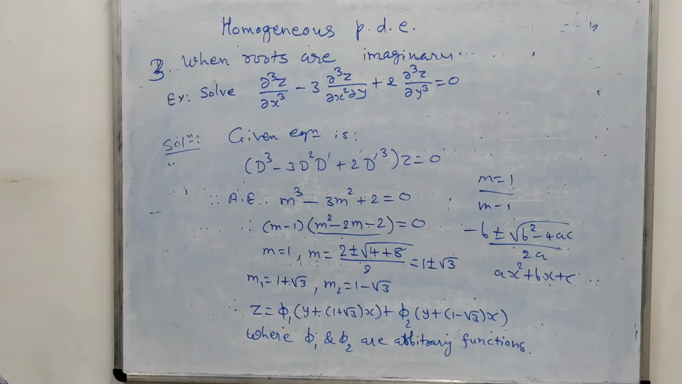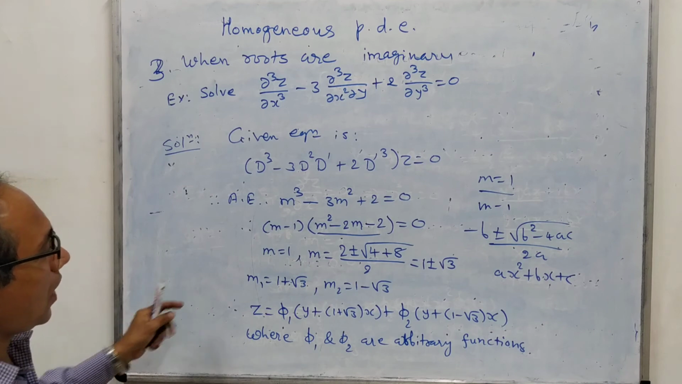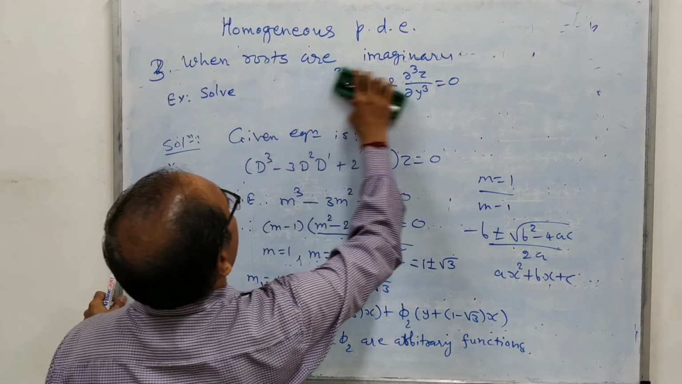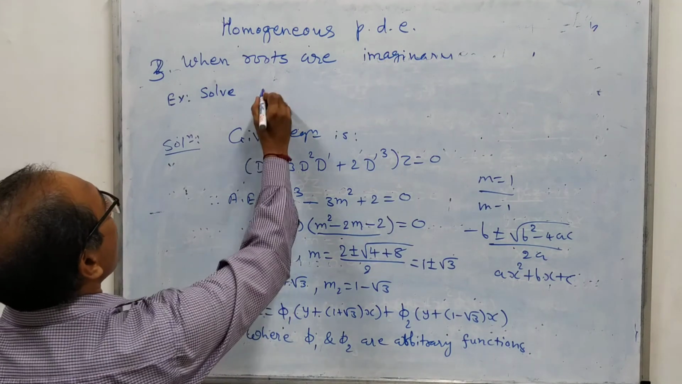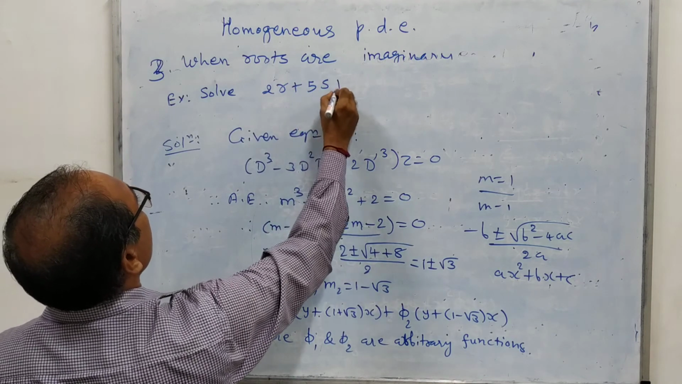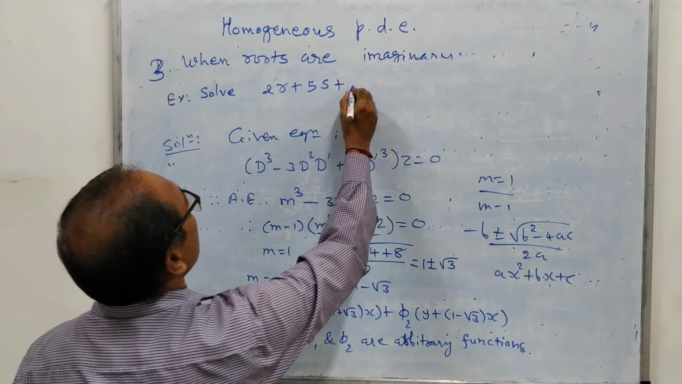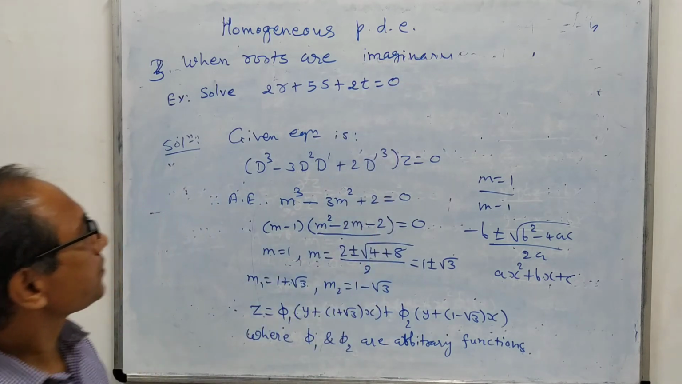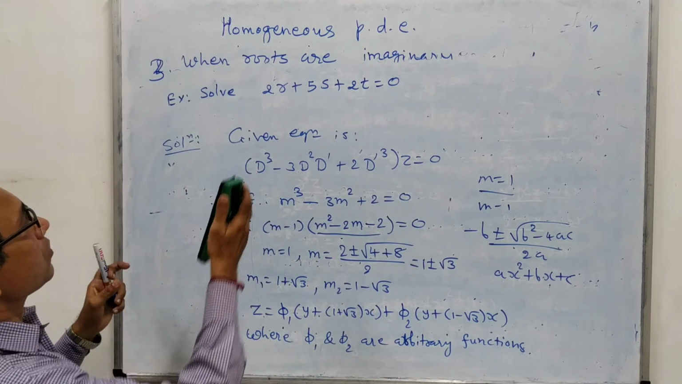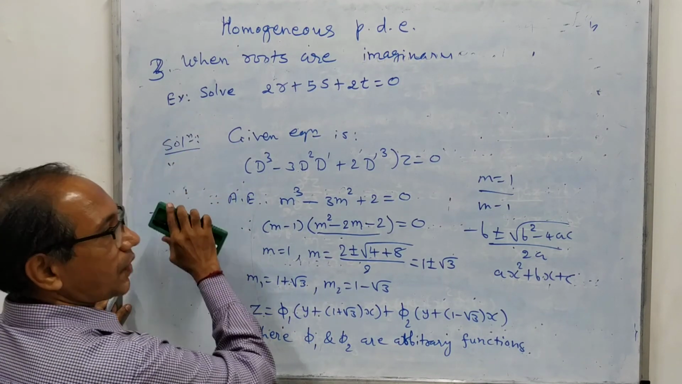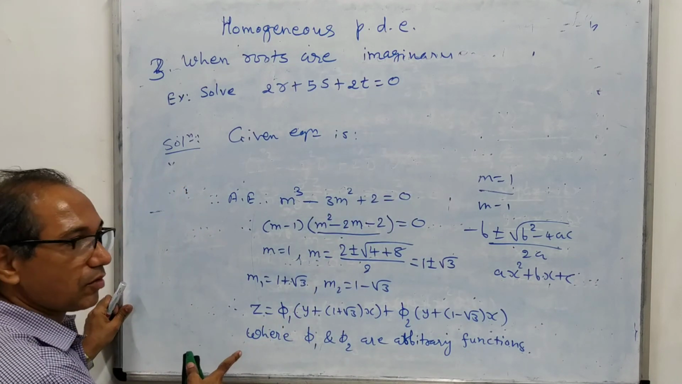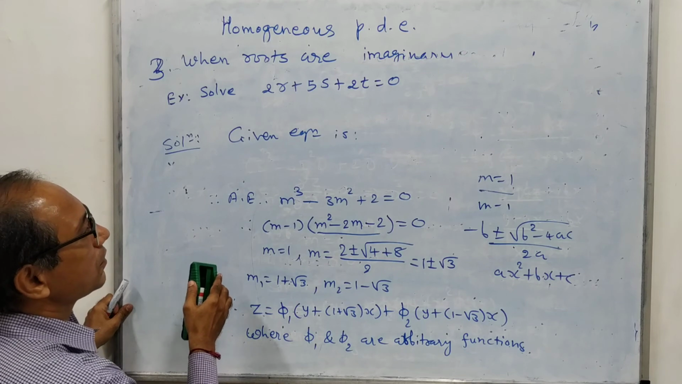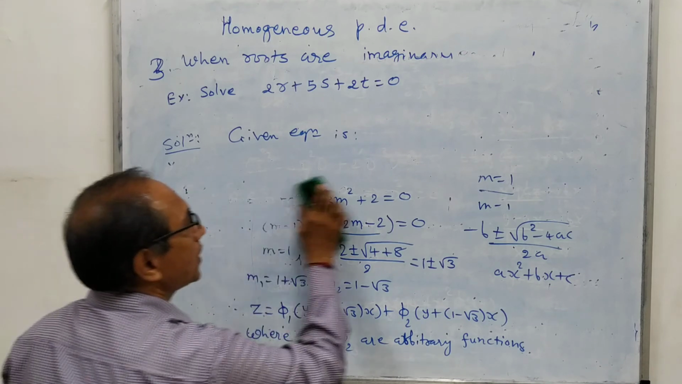Now let us see another example. Are you clear with this? Let us see another example. Suppose we are given: solve 2r + 5s + 2t = 0. So we will solve this equation now. Have you noted this? Note it down. I suppose that you have noted this.